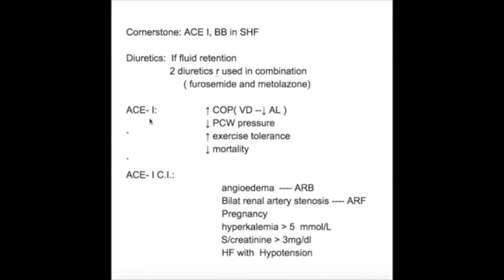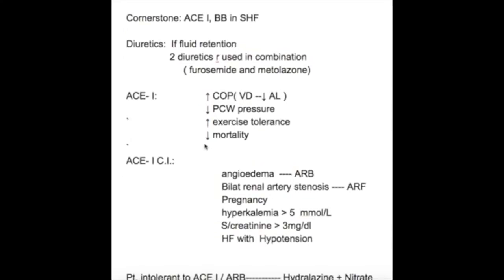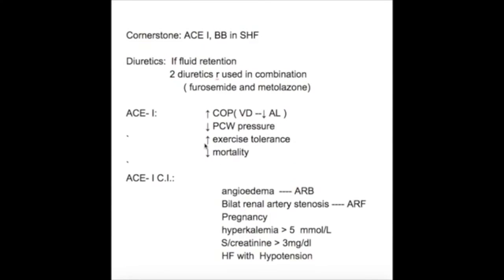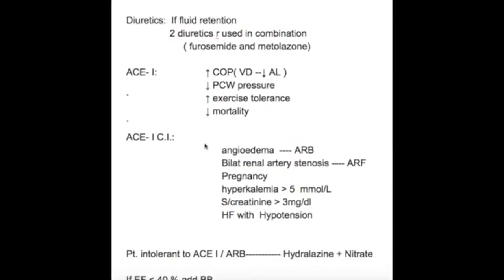What do ACE inhibitors do? They increase the cardiac output. How? They cause vasodilatation and decrease the afterload. What other functions do they do? They decrease the pulmonary capillary wedge pressure. They increase the exercise tolerance and they decrease the mortality. So the choice of drug is ACE inhibitor, the first drug until the ejection fraction is reduced up to 40%.